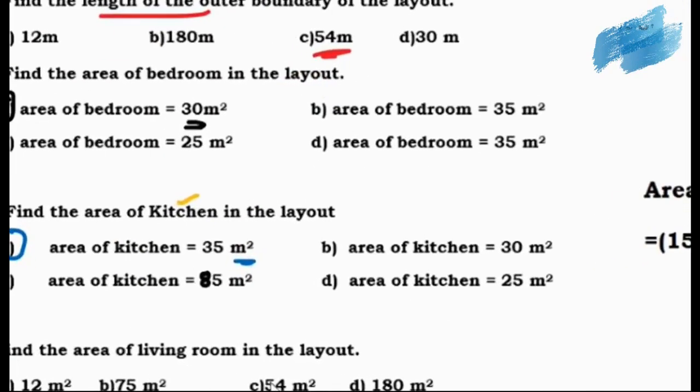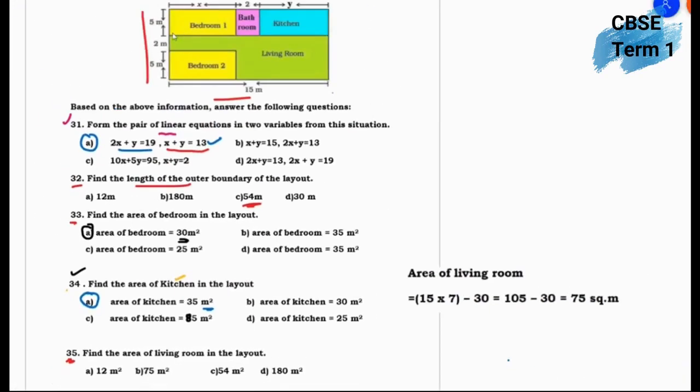35th question: find the area of the living room in the layout. We'll take only the green part as the living room, and we have to find the area of the green part minus the area of the second bedroom, which gives the area of the living room. The area of the living room is 15 times 7, where 7 is 5 plus 2. The green part is 105 minus 30, where 30 is the area of the bedroom. So 105 minus 30 is 75 square meters. So the correct option for the 35th question is B, 75 square meters.